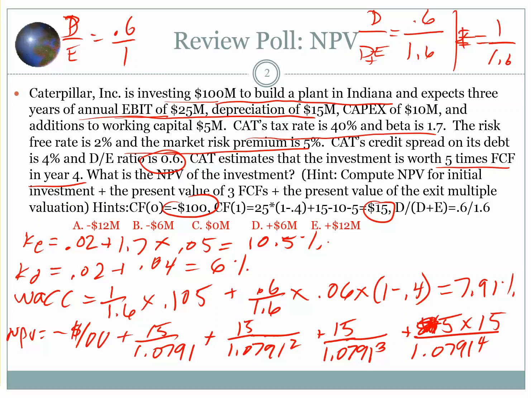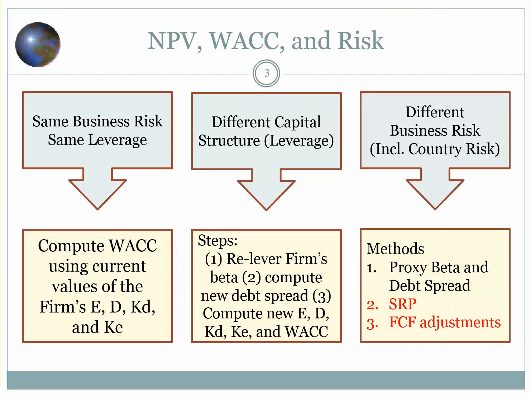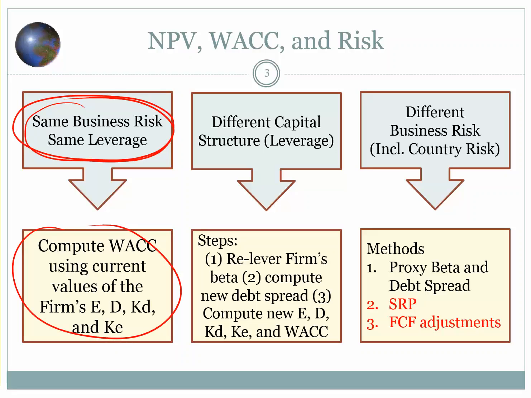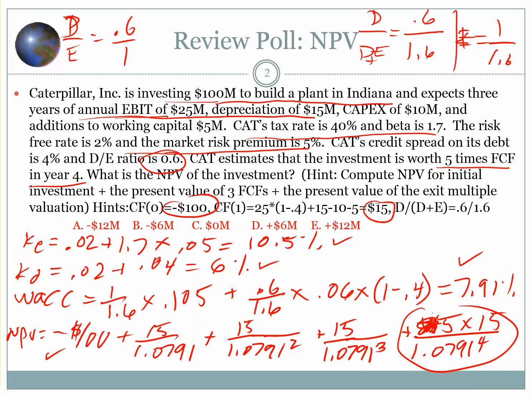So this is what we did last time. We talked about how to calculate cost of equity using CAPM, cost of debt, and the weighted average cost of capital to calculate NPV. In this case, we're using a free cash flow multiple. To review what we talked about last time: if you're looking to do a project or an investment in the same business line using the same leverage, just use the firm's WACC. That's what we did in this example.